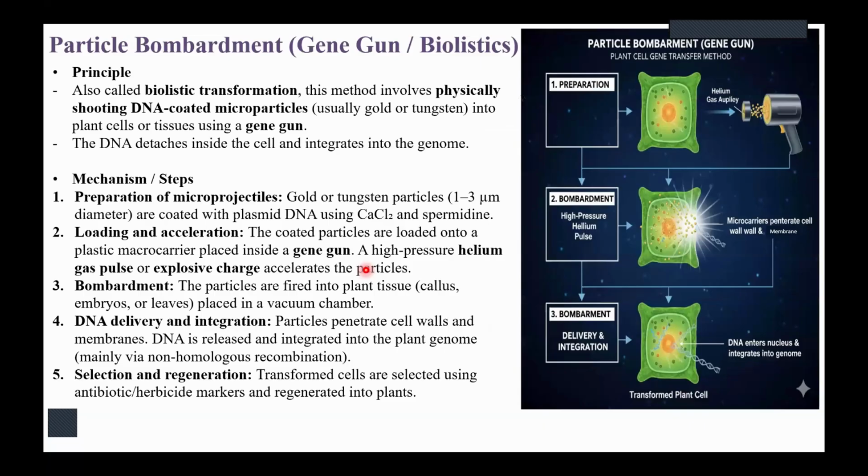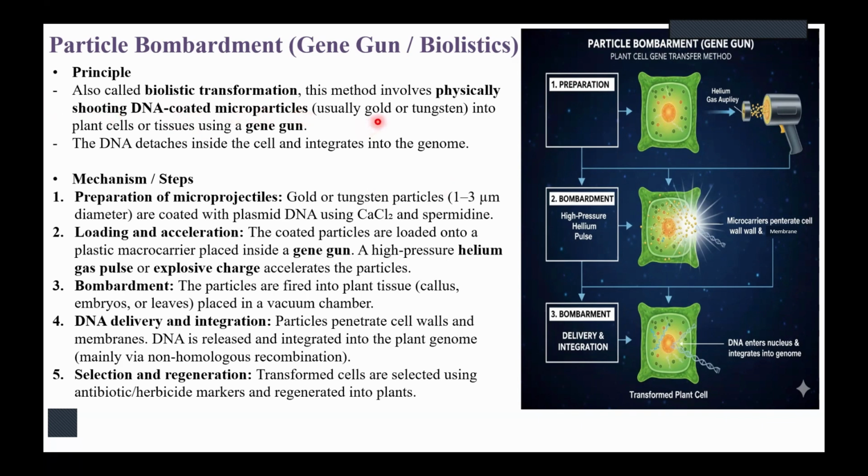Now moving to the next method, we have particle bombardment, gene gun or ballistic method. So what we're going to do in this method is we're going to take our gene of interest and then we're going to coat it on metal molecules. These metals are then shot into the cell which pass through the cell wall and enter into the nucleus. So we're going to shoot the DNA coated microparticles.